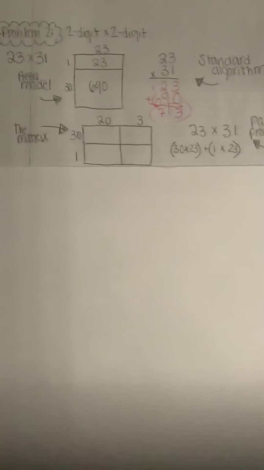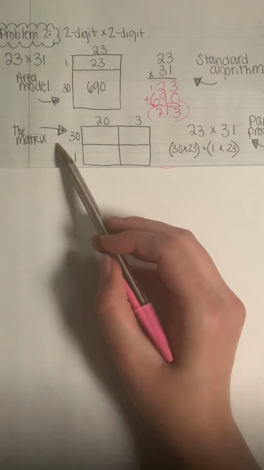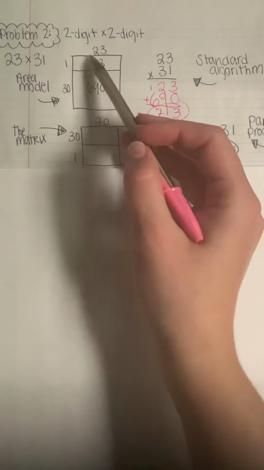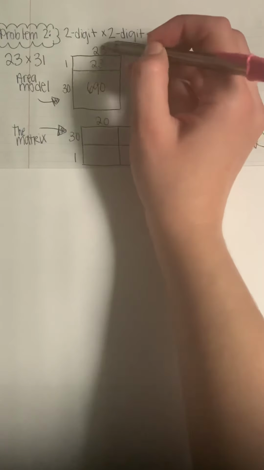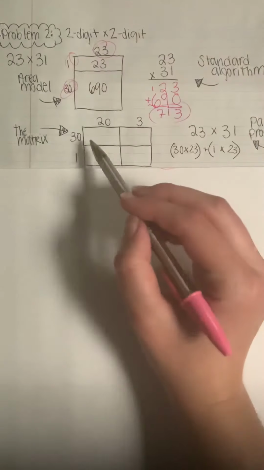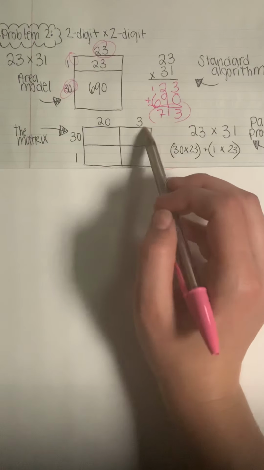So the next strategy is the matrix. This should be familiar to you because we've already used this in class, but I'm breaking up both digits now. Whereas in the area model, we kept one of the numbers together, and then we broke up the second number. Here I'm breaking up both. So I have 30 plus 1, 20 plus 3.